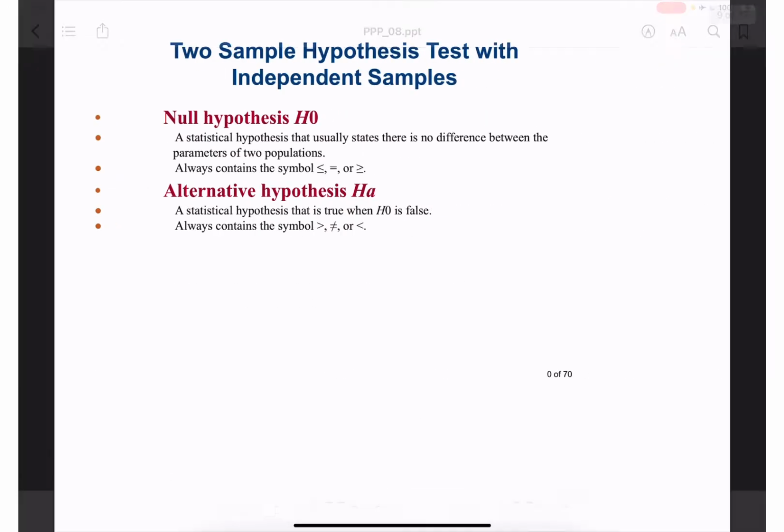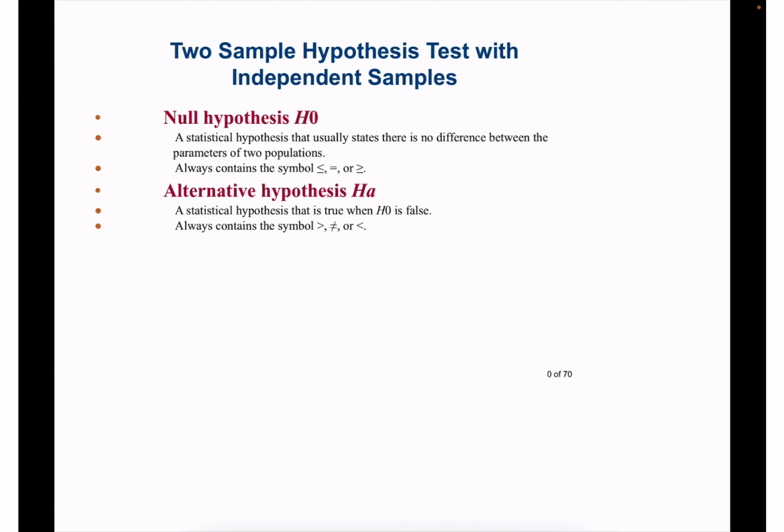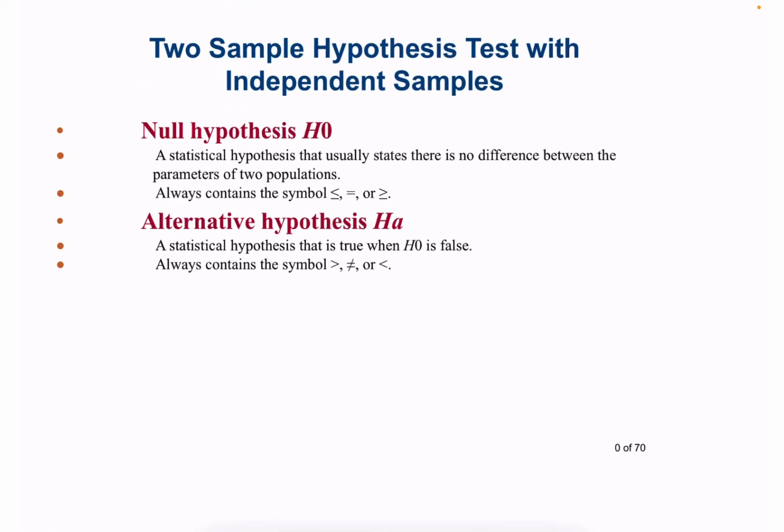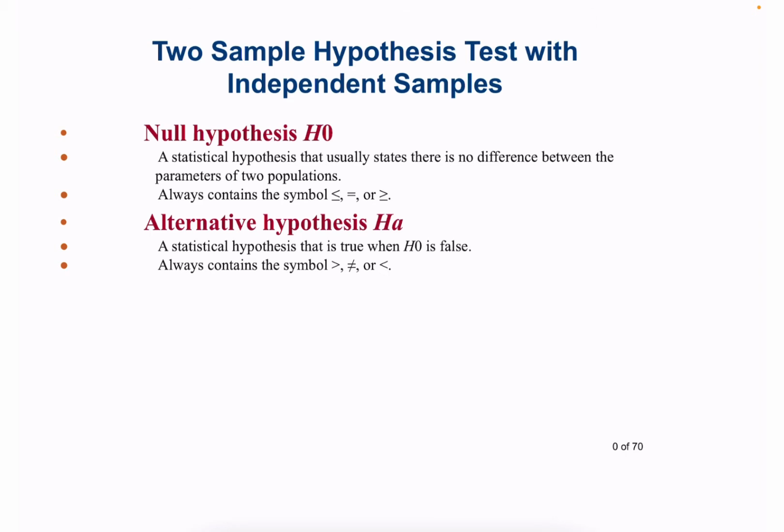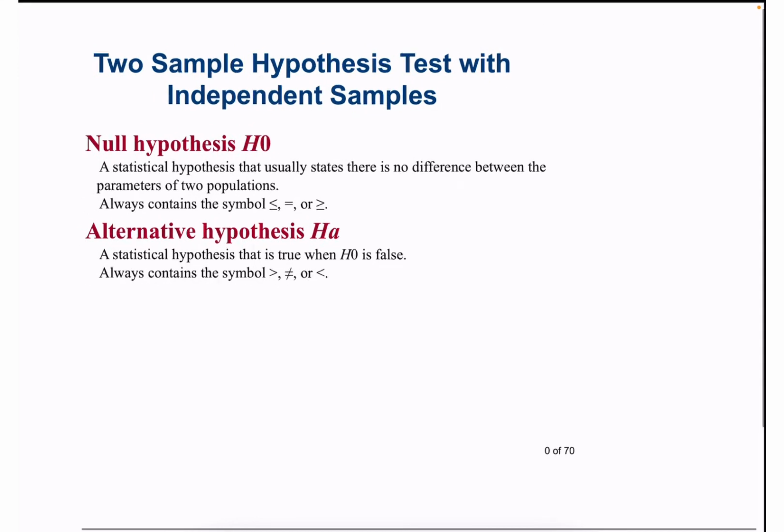Next one. Two sample hypothesis test with independent samples. So we're starting basically two sample ones with independent samples. So the null hypothesis is our statistical hypothesis that usually states, we already know, equal sign: greater or equal, less or equal. And the alternative is the rest: greater, less, not equal, which means everything that doesn't have an equal sign. Okay.